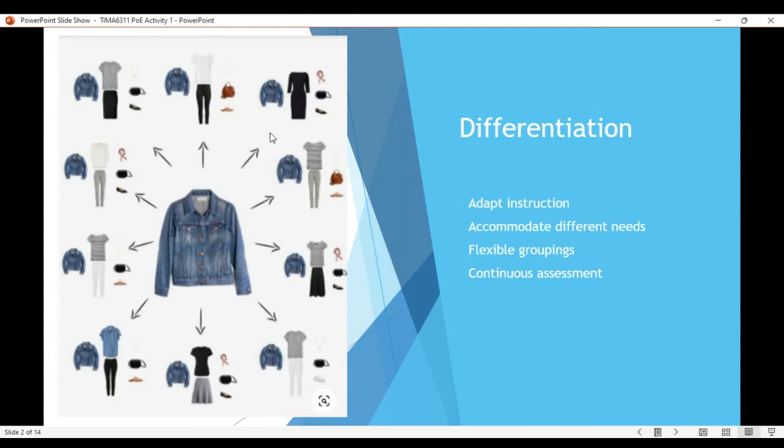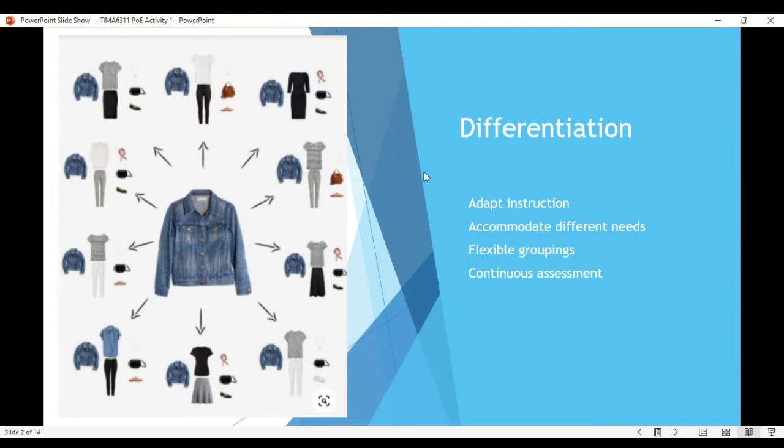So one day he could be in this group, like this outfit. The next day we could put him in that group, like that outfit. And a few days after that, we can put him in this group, like this outfit. So it depends on what we are teaching and why we are teaching with a particular strategy. Right, so differentiation is to adapt your instruction to accommodate the different needs of your learners.